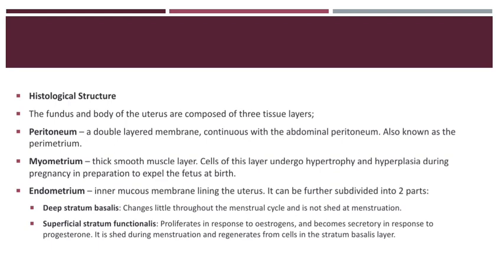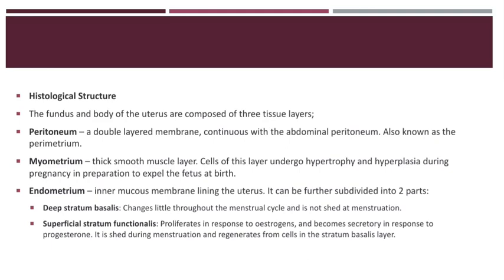Histological structure: the fundus and the body of the uterus are composed of three tissue layers. One is the peritoneum, a double-layered membrane continuous with the abdominal peritoneum, also known as the perimetrium. Myometrium is the thick smooth muscle layer. Cells of this layer undergo hypertrophy and hyperplasia during pregnancy in preparation to expel the fetus at birth. Endometrium is the inner mucous membrane lining the uterus.